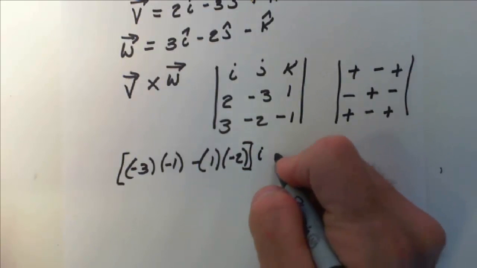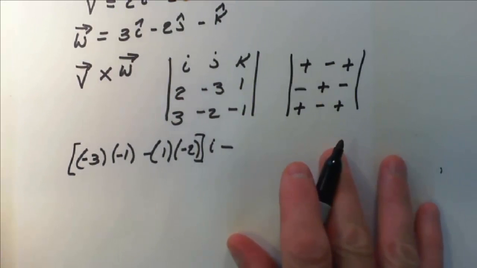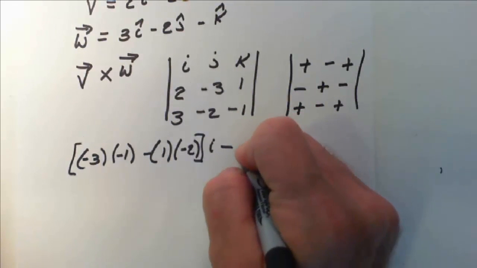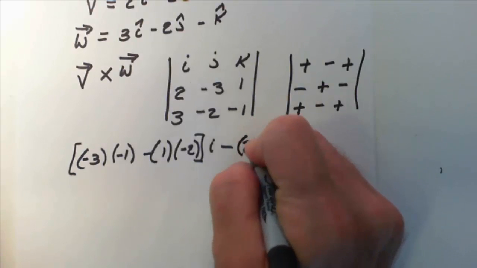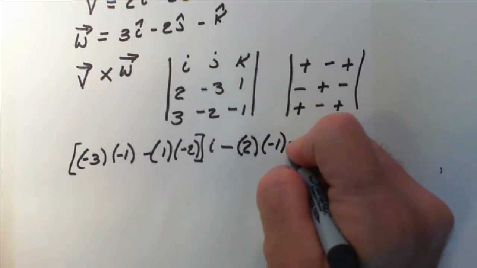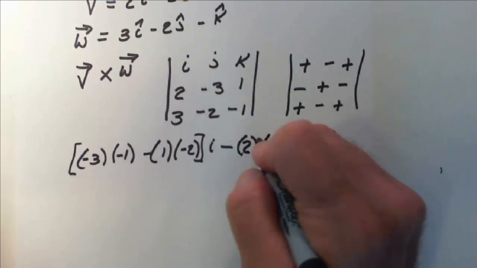Okay, now I'm immediately going to subtract because I've got a negative here. Slide this over a little bit. So now we're going to do the other one, and it's going to give me a 2 times a negative 1 minus a 1 times a 3.